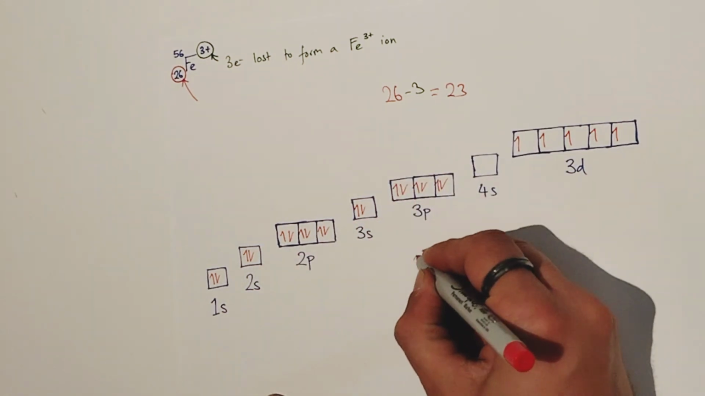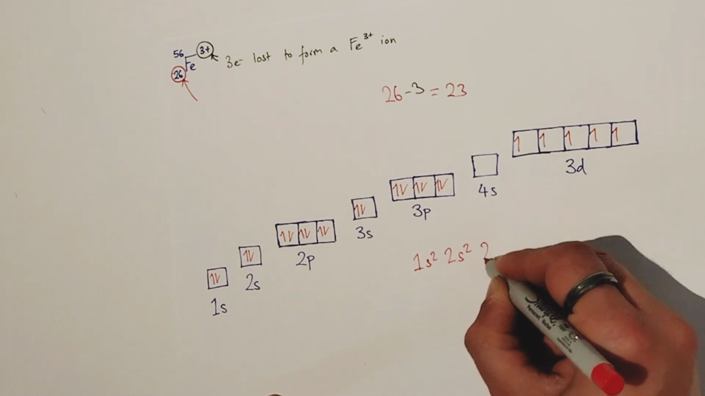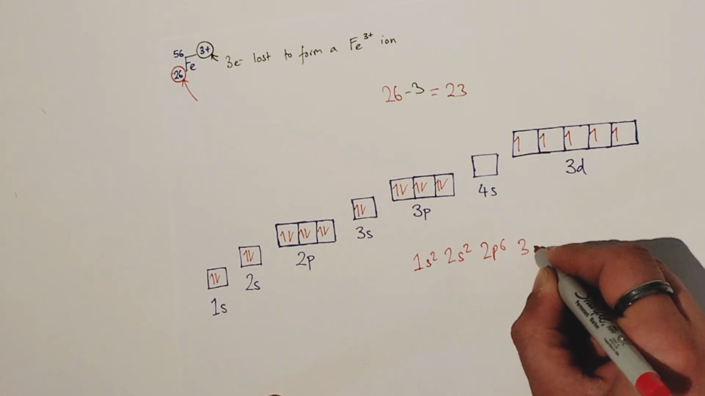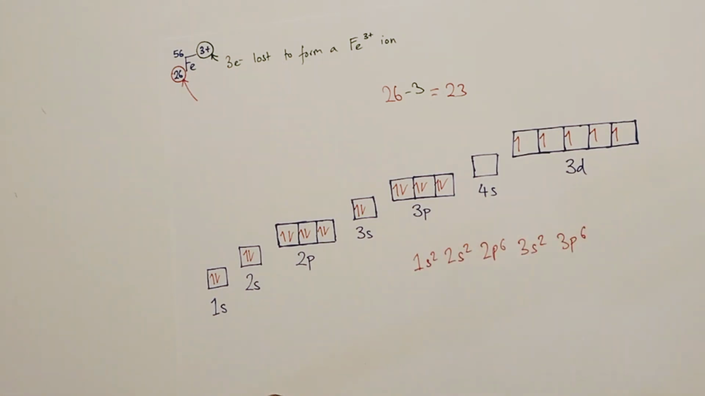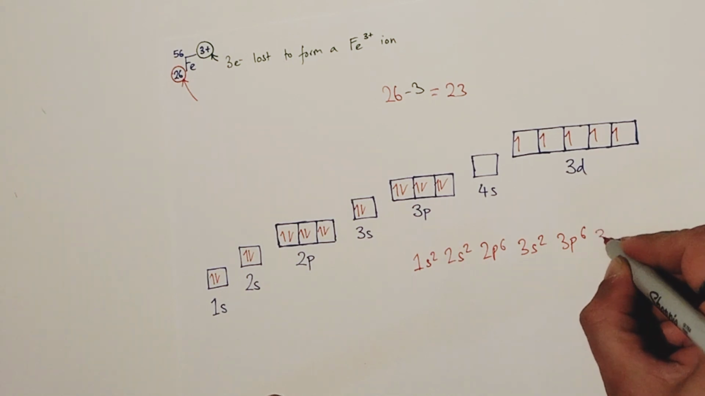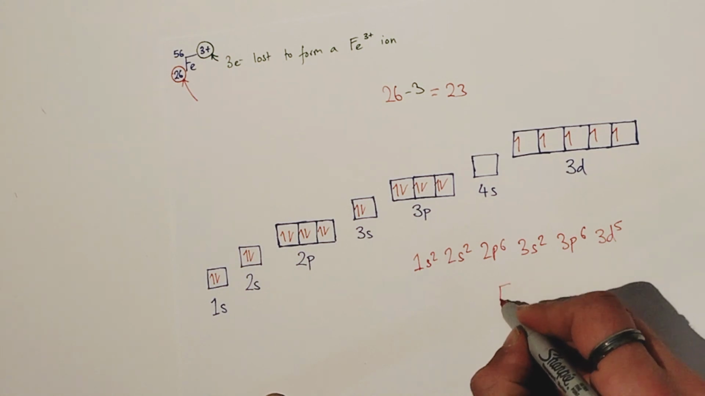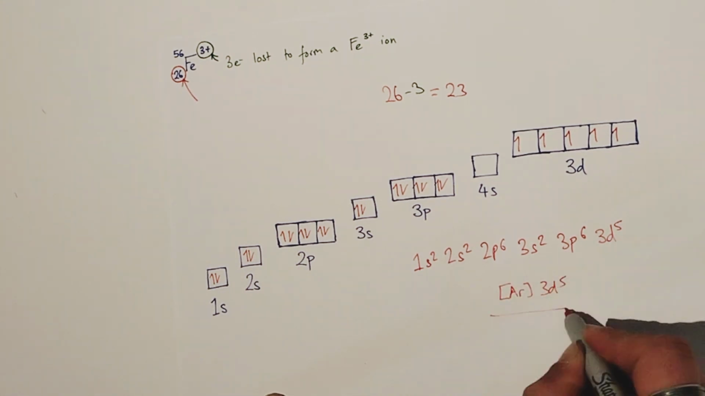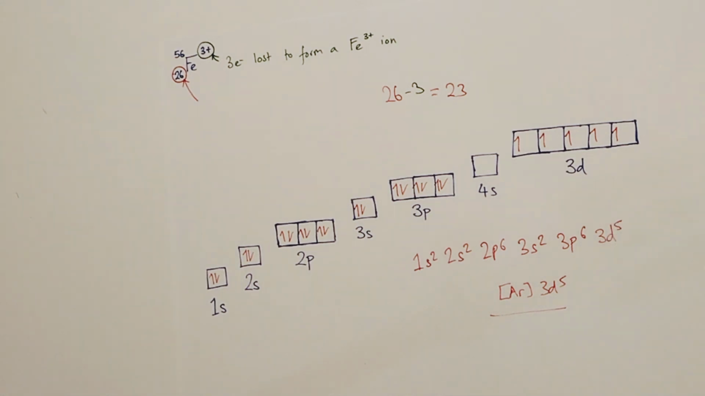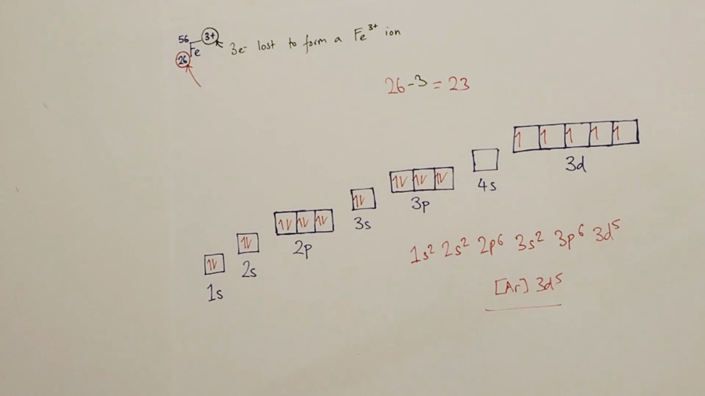That would be 1s2, 2s2, 2p6, 3s2, 3p6. No electrons in the 4s orbital at all. Straight to 3d, and there's only 5 electrons left. So 3d5. In other words, Ar 3d5. And that's the final example for the day, guys. Congratulations, you've just done a whole plethora of electron configurations.